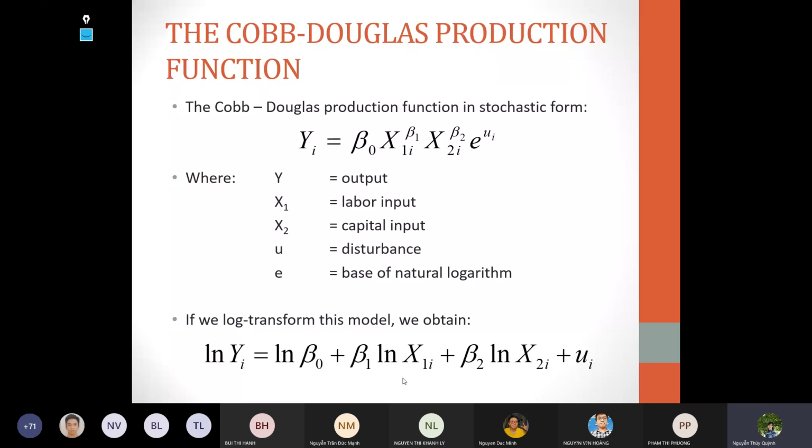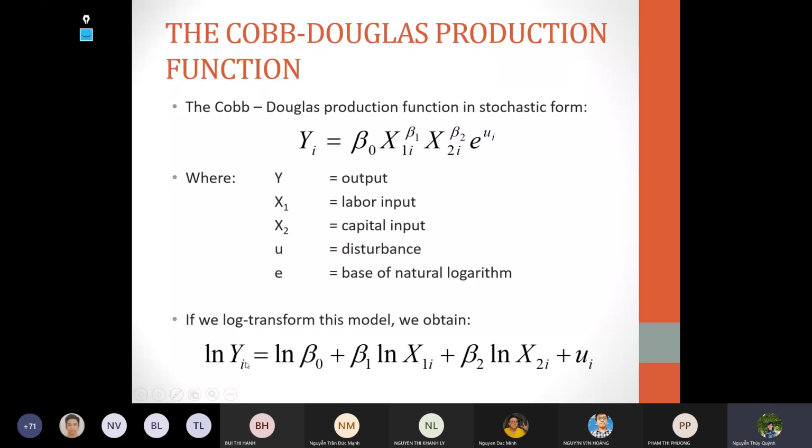And in various researches, when we want to investigate the effect of different factors on the production, on the performance of enterprises, or on the performance of an economy, usually we use this function, this model, as the base model to estimate the level of production or the level of the performance of an enterprise or countries.